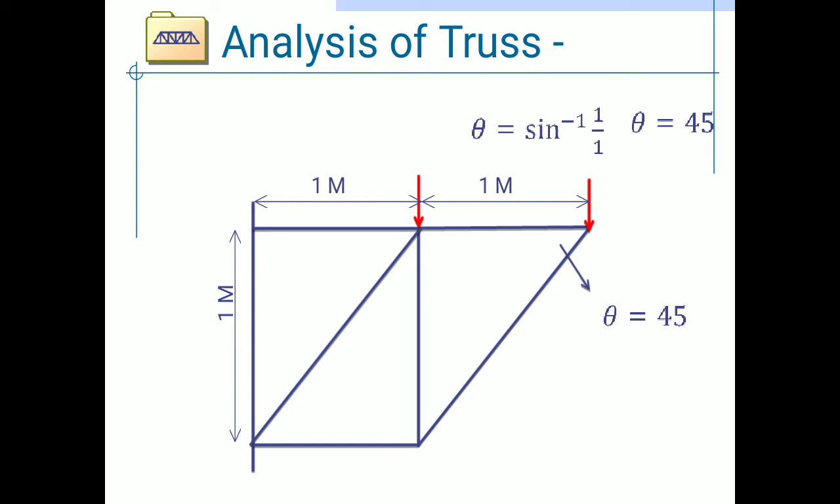To calculate the forces in members, we will first calculate theta, the angle. Therefore, sin theta is equal to opposite side divided by hypotenuse. So we will get the value of theta, which is 45 degrees.